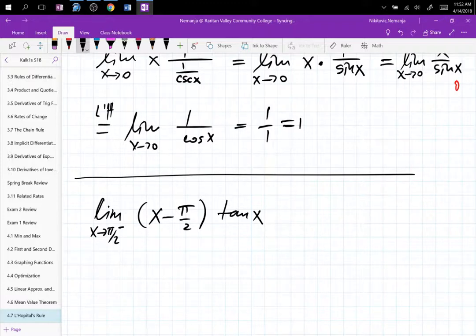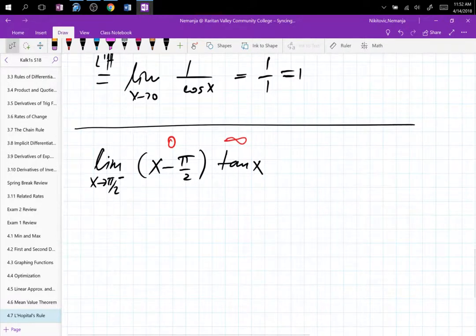So now when you plug stuff in, clearly the first parenthesis, pi over 2 minus pi over 2, is a 0. And the tangent, whose graph goes like that, when you approach pi over 2 from the left, you get positive infinity. So we have a 0 times infinity deal, and we can use our trick f equals 1 over 1 over f to go through this.